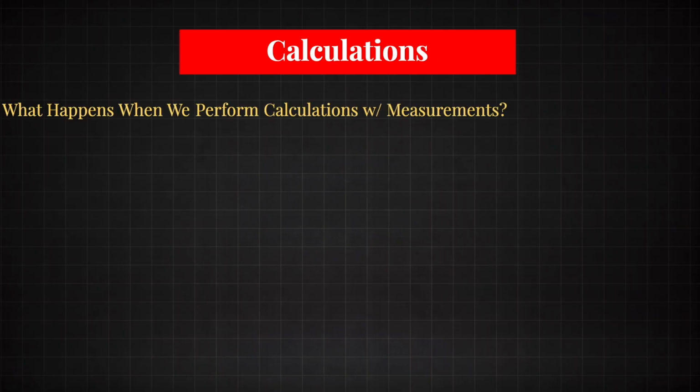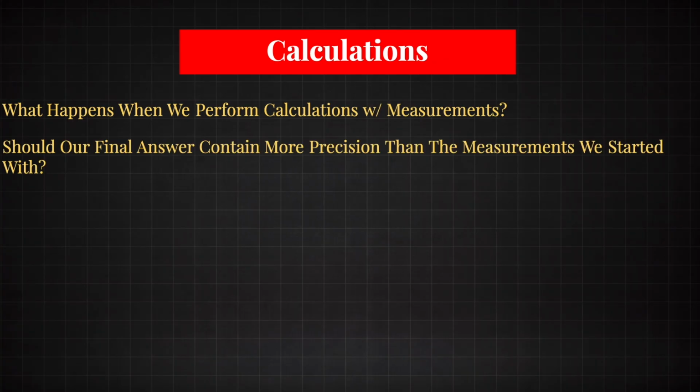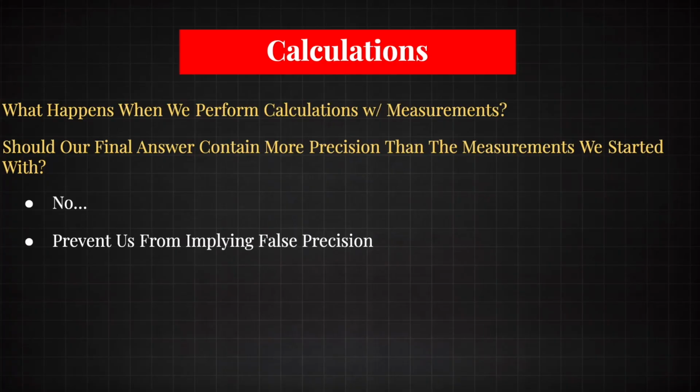Now, all this raises a couple of important questions that can be easily overlooked. What happens when we perform calculations with measurements? And should our final answer contain more precision than the measurements we started with? No. Physics is not just about getting numbers. I mentioned this in the last video. We want reliability. It's about honestly representing what our measurements actually support. So significant figures help prevent us from implying false precision.